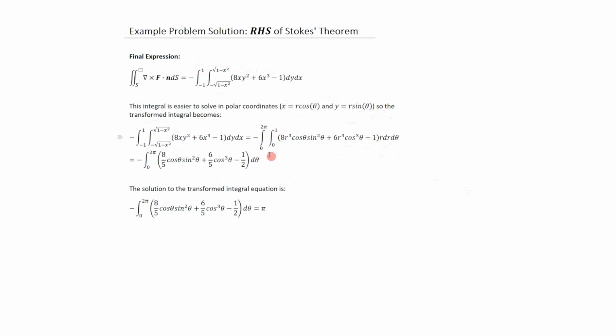After integrating with respect to r, we end up with this expression, and the last step is to integrate with respect to theta. So finally, we end up with an answer of pi. If you work through this, you'll have to use some trigonometric identities to get into a suitable form, but the final answer in this case is pi.